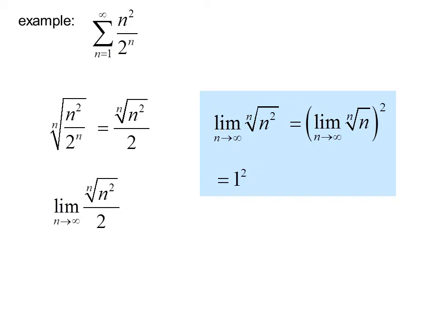So the limit as n goes to infinity of the nth root of n squared is 1 squared, or 1. So our original limit is 1/2. Since the absolute value of 1/2 is less than 1, the series converges.